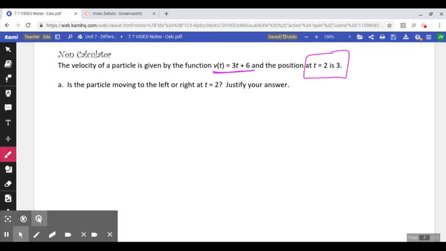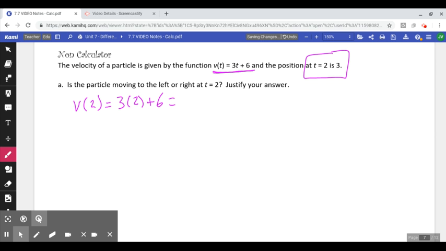It says, is the particle moving to the left or the right at t is equal to 2? Justify your answer. What we want to do here is look at the value of the velocity when t is equal to 2. If the velocity is positive when t is 2, then the particle will be moving to the right. If the velocity is negative when t is equal to 2, then the particle will be moving to the left. So with this first one, we're given the velocity function. We don't need to find the derivative or even find the antiderivative. We just want to evaluate that velocity when t is 2, and that'll give us the sign of the velocity, which is what we need here for this one.